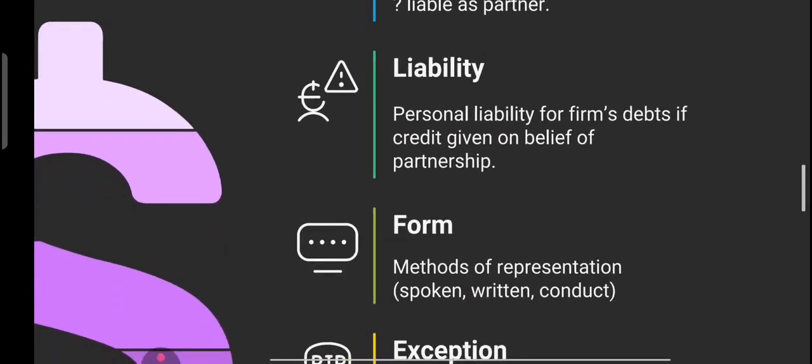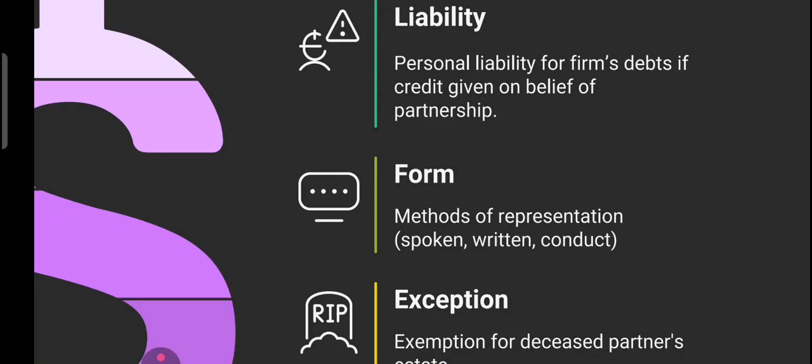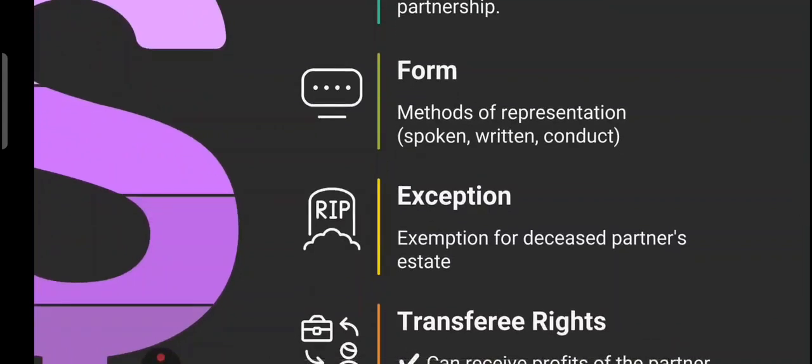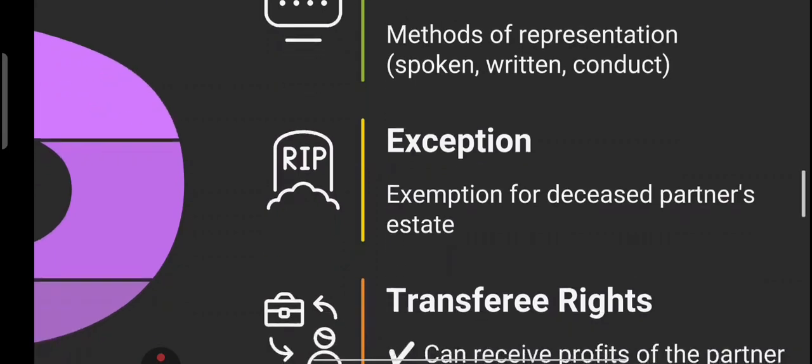Now the representation can be made in various ways, whether it is through spoken word, written statement or even conduct, any form. There is an important exception: if a partner dies, their estate, or their property left behind, is not liable under the doctrine. So their personal liability does not transfer after death. See, until death their personal liability can be transferred, but after death their personal liability cannot be transferred.